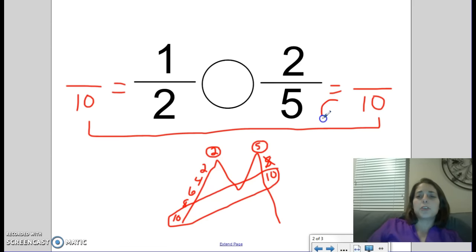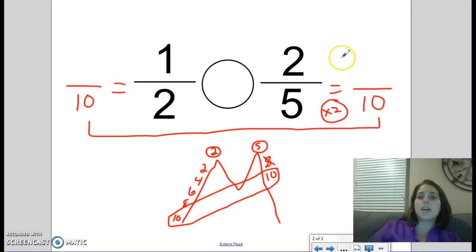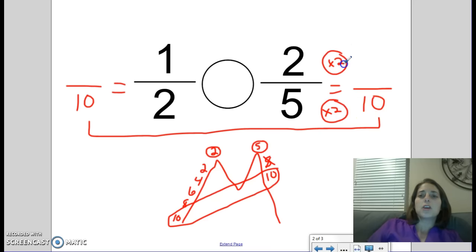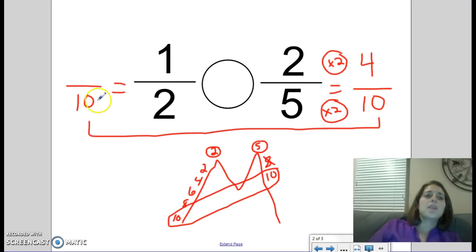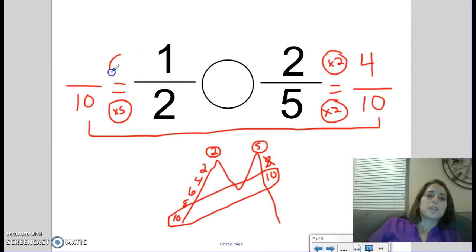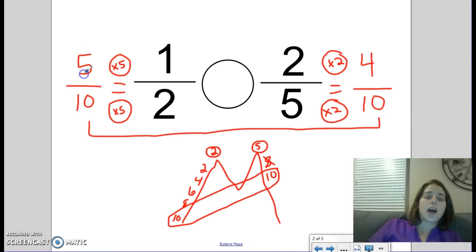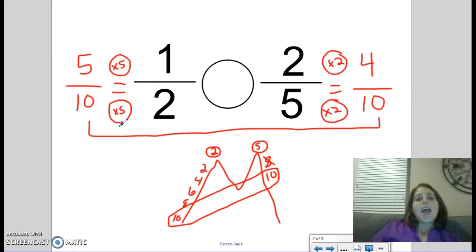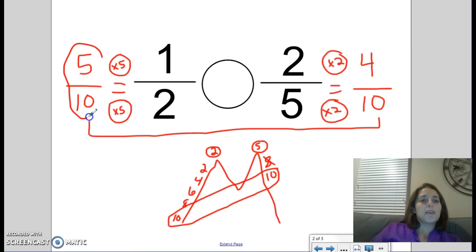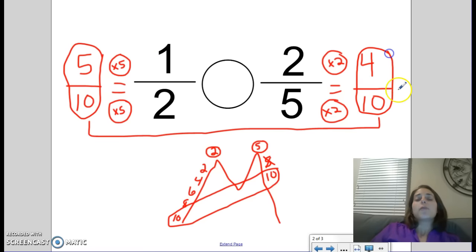So I'm going to go ahead and do the first one, doesn't matter which one I do first. I know 5 times 2 gets me 10. I'm going to do the same thing to my numerator. 2 times 2 is 4. So I have 4 tenths on this side. On my other side, I know that what I need to do to go from 2 to 10 would be times 5. Whatever I do to my denominator, I need to do to my numerator as well. 1 times 5 is 5. That makes sense. 1/2 is 5 tenths. And now I have my 2 green light fractions that I can finally compare. I have 5 tenths on that side, and I have 4 tenths on the other side.